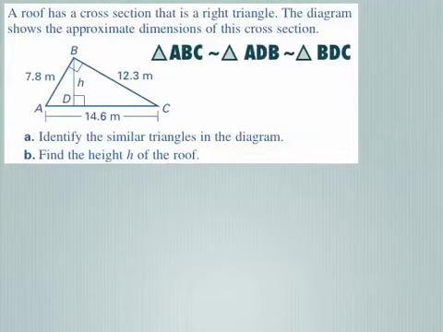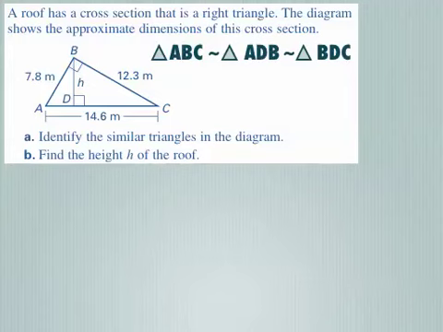So for the similarity statement, they do not have to be in that order. It doesn't have to be ABC, ADB, and BDC. However, if you said BAC for your first triangle, then the second triangle would have to be DAB, and the third triangle would have to be DBC. So there are other ways to write that similarity statement. However, the order does matter.